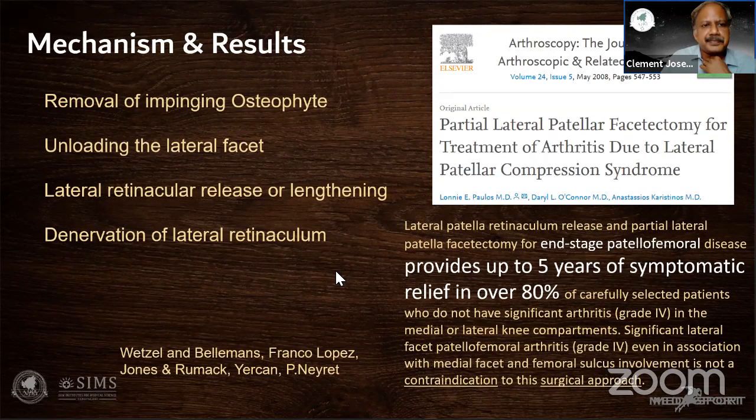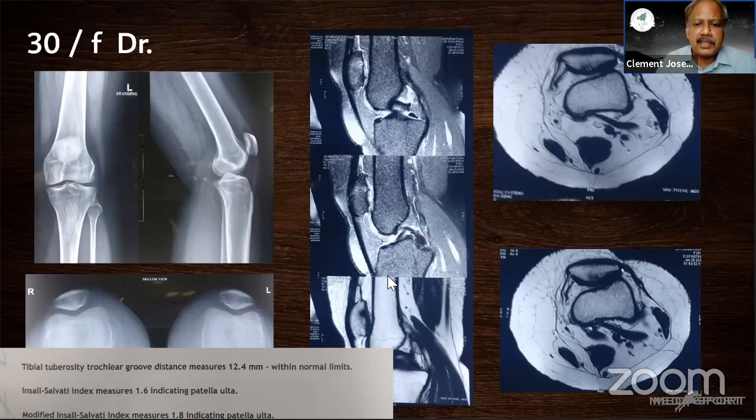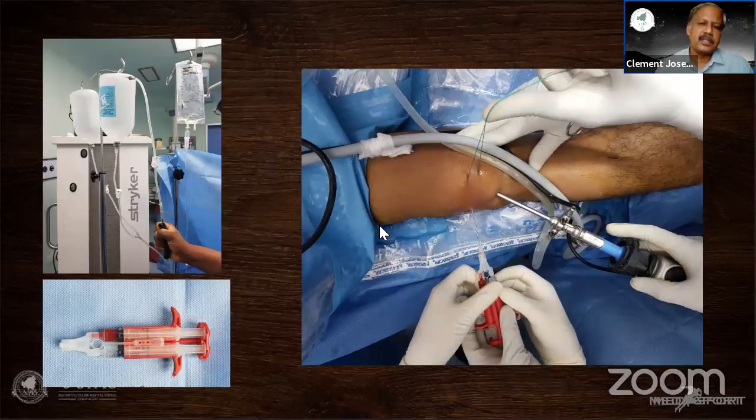Coming to the next procedure, a patellar cartilage repair. This is a 30-year-old patient with severe pain referred to me with MRI findings suggestive of cartilage damage and patella alta. Before I advised surgery, I put her on a rehab program for nearly 3 months. But when she came for surgery, most of the pain had gone actually. So the initial plan was to do a cartilage repair with distalization osteotomy. Because the pain was very much improved, we stuck with just a diagnostic scopy and cartilage repair.